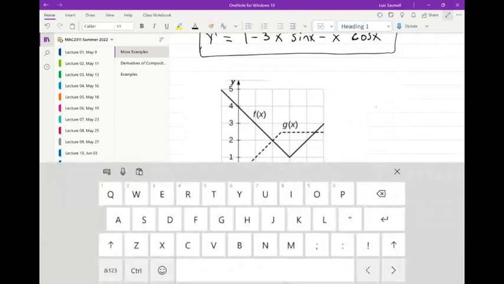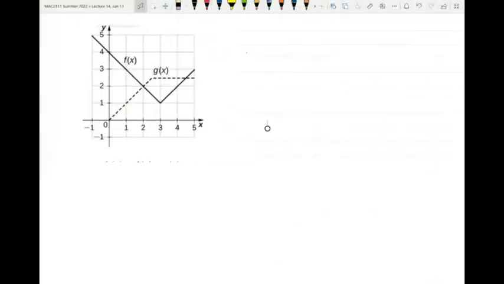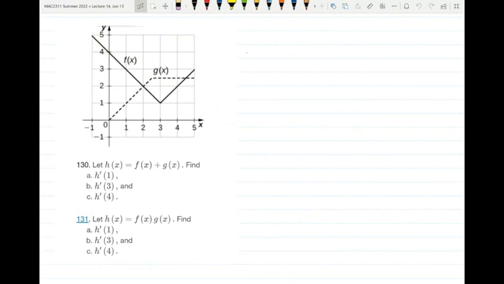Okay, so we have the problem here. Now we can write on. All right, so this is the one that I want to do. Okay, let's do 131. The first thing is that we need to find an expression for h prime, so we can find the derivative. So we have that h of x is f of x times g of x.